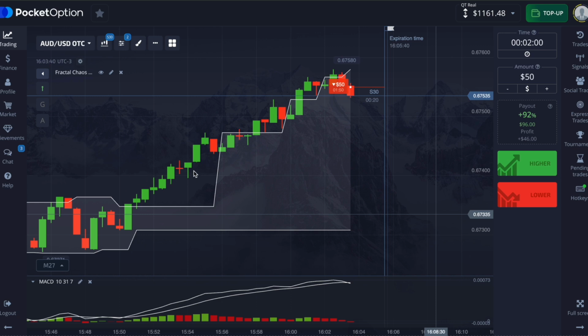1. Identify an upward trend followed by candles falling inside the fractal chaos bands indicator, and we'll start working from the second candle. 2. In the MACD indicator, the lines should be at their highest, indicating overbought conditions, and they should start to intersect. 3. The third candles should be as small as possible. All these elements together create a high quality signal for opening a trade.